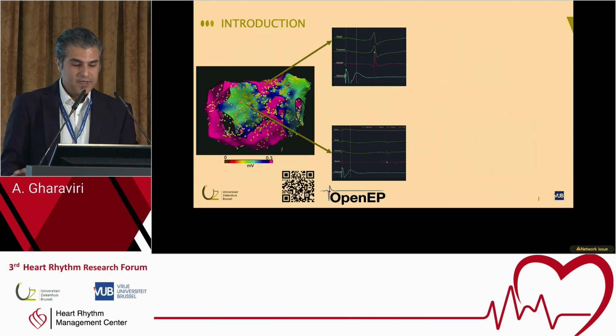But the question is, how can we identify this? Identification of this area is very important because it can help the clinical outcome. We can identify regions that can initiate, perpetuate, and also maintain atrial fibrillation. So if we can identify these regions, we can significantly improve the clinical outcome.